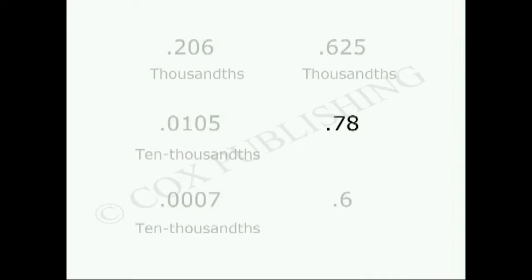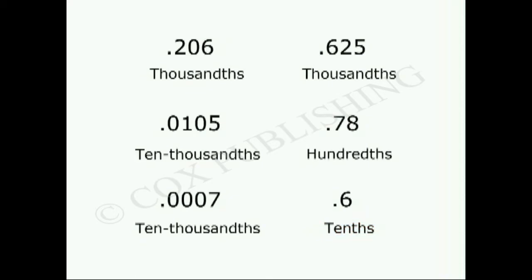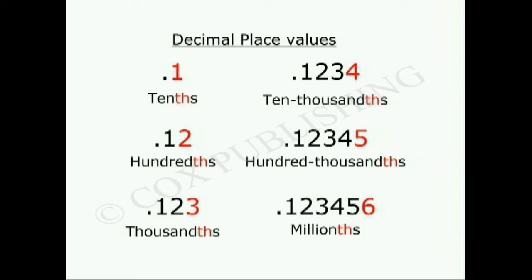The next one is in the hundredths place, and it's read as 78 hundredths. The last one is in the tenths place, and it's read as 6 tenths. That was very good. Now here's a list of decimal place values up to 6 places. In order to know how to read decimal numbers properly, you must be able to remember these place values.